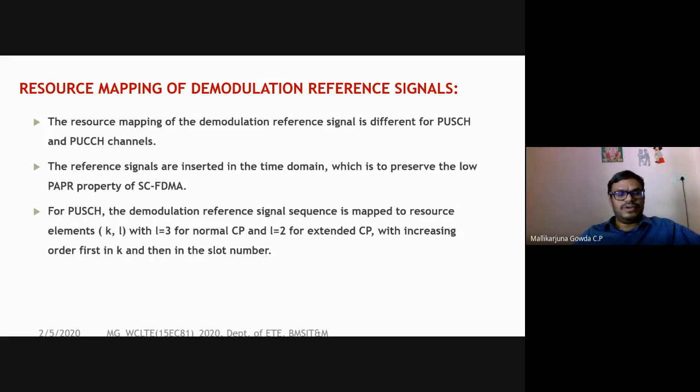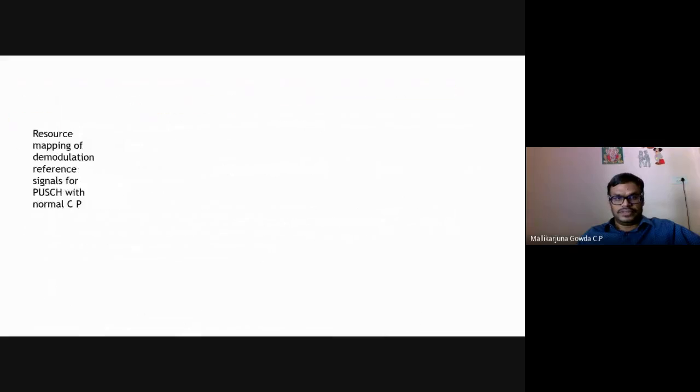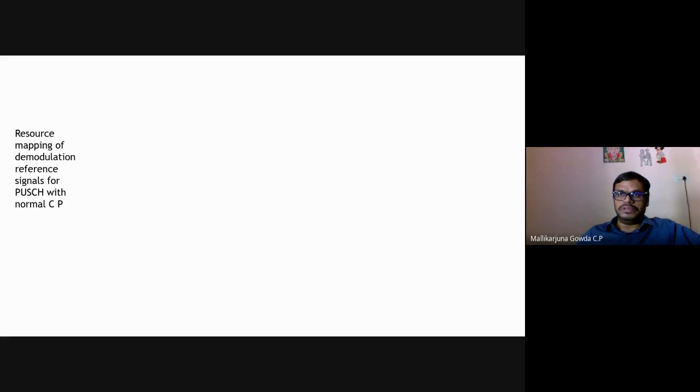For physical uplink shared channel, the demodulation reference signal sequence is mapped to resource elements (k, l), with l equal to 3 for normal cyclic prefix and l equal to 2 for the extended cyclic prefix, with increasing order first in k and then in the slot number. Let me show one example. This is the resource mapping of demodulation reference signal for the physical uplink shared channel with a normal CP. With normal CP, the value of l will be equal to 3.